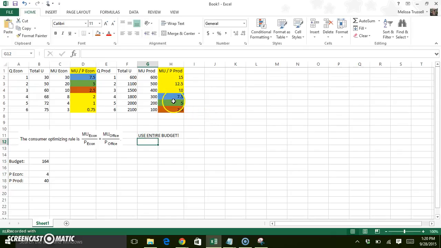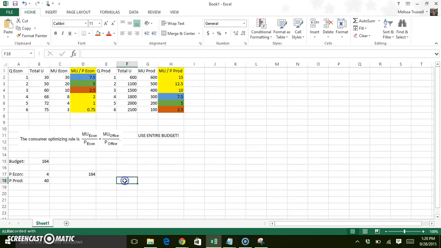So let's look at what happens if we go with the blue ones. If we buy one econ subscription and we buy 4 productivity subscriptions, then we're spending $4 on econ subscriptions, 4 times 1, because we're only buying one of those, and we're buying 4 of the productivity subscriptions, so we're spending 4 times 40 for the productivity subscription. So the total amount we're spending there is $164, which is exactly what our total budget is. So the blue boxes have to be our answer.